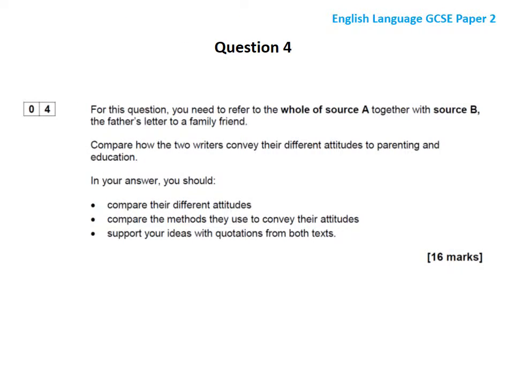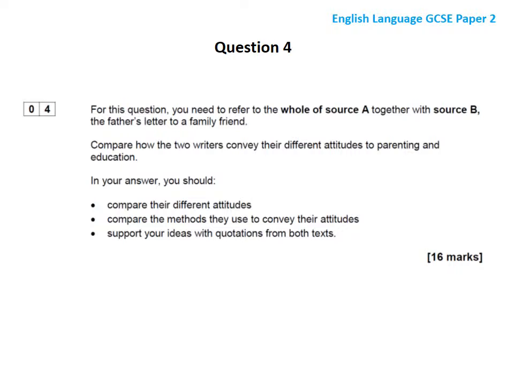So, this video is looking at question 4. For this question, you need to refer to the whole of source A together with source B, the father's letter to a family friend. Compare how the two writers convey their different attitudes to parenting and education. In your answer, you should compare their different attitudes, compare the methods they use to convey their attitudes, and support your ideas with quotations from both texts. And this is for 16 marks, so it's quite a high tariff question.